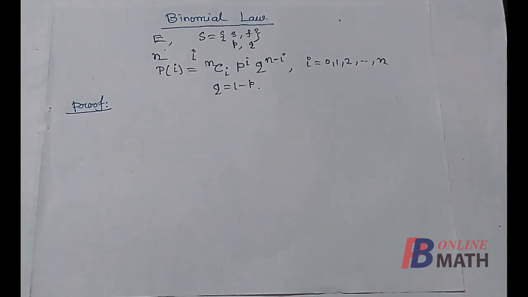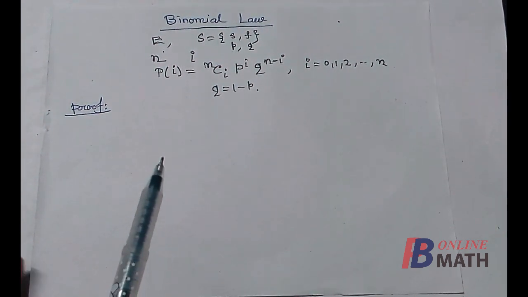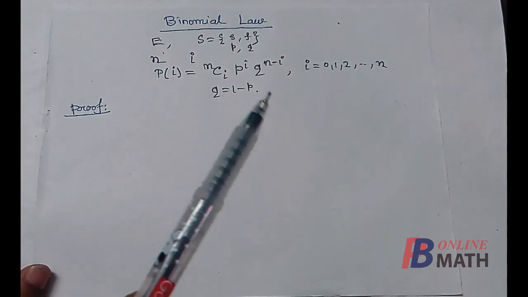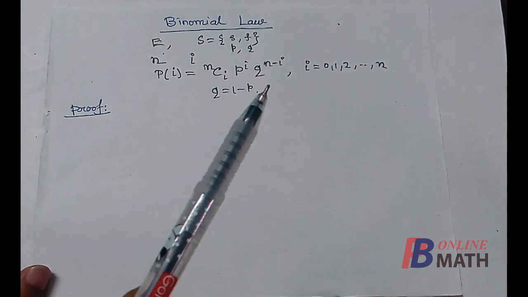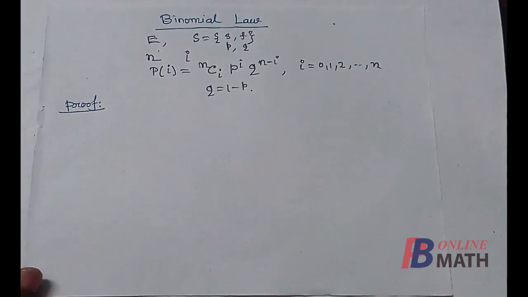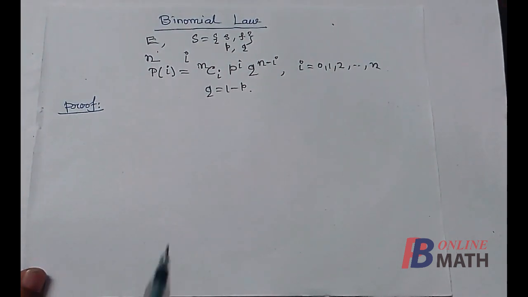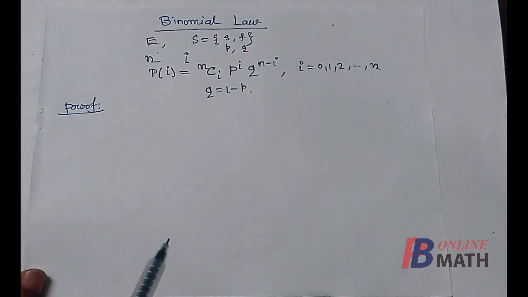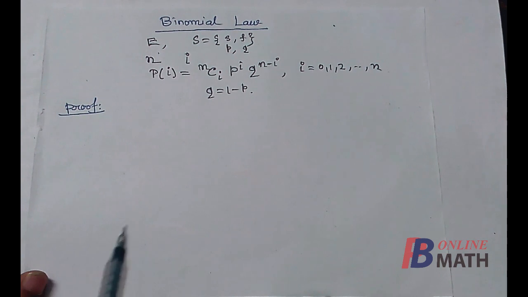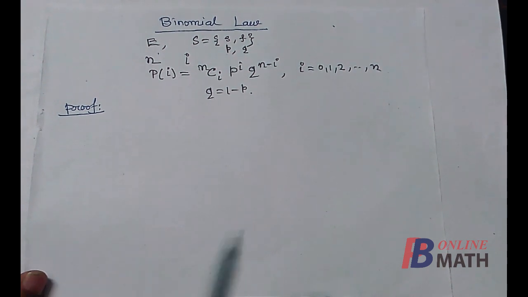So we start the proof. Now it is given that the random experiment E has only two outcomes, success and failure, with probability of success p and probability of failure q. Now it is repeated n number of times. So we shall repeat this experiment n number of times and we shall write the result in a sequence.